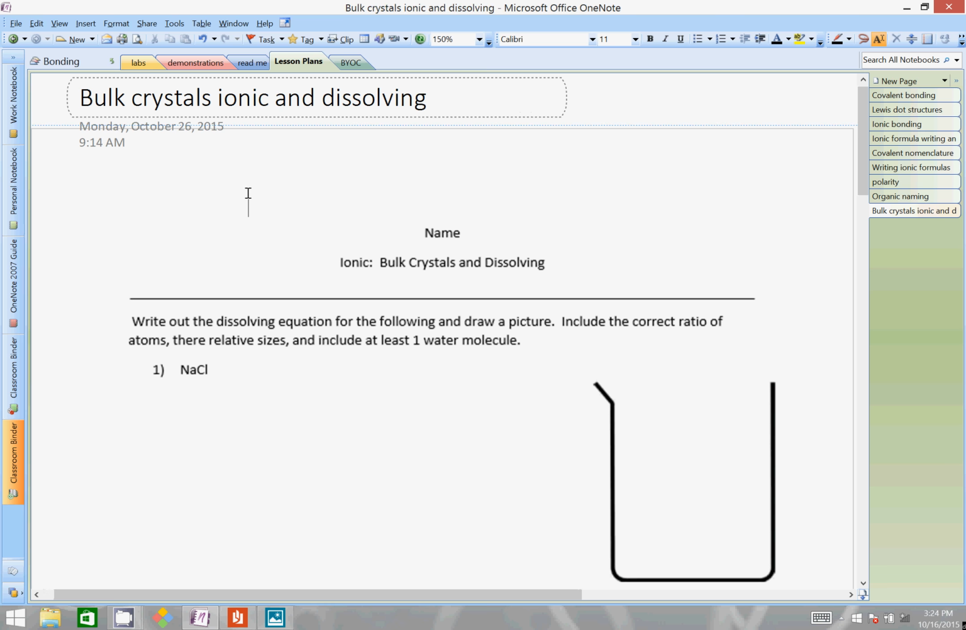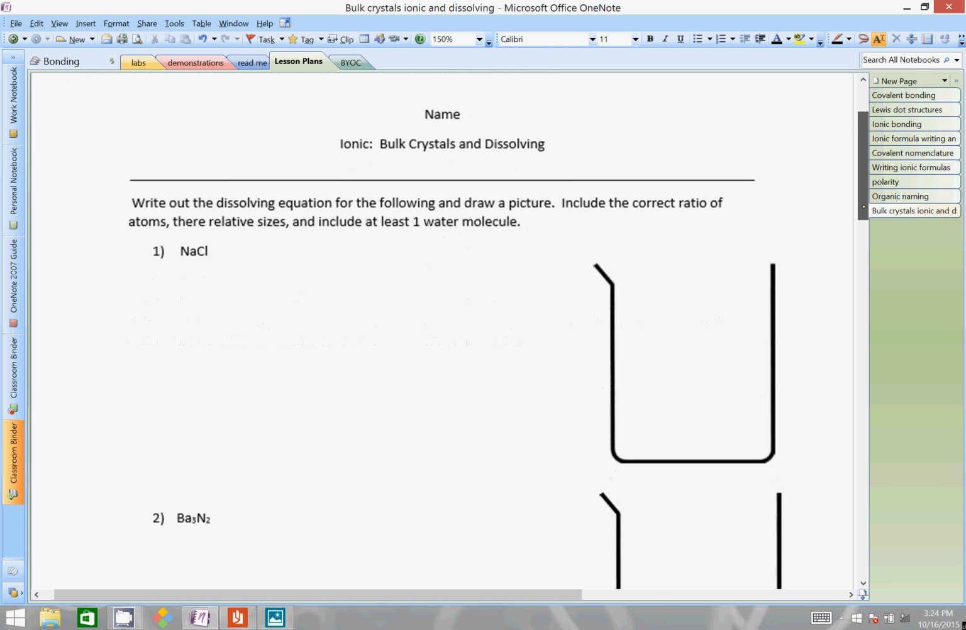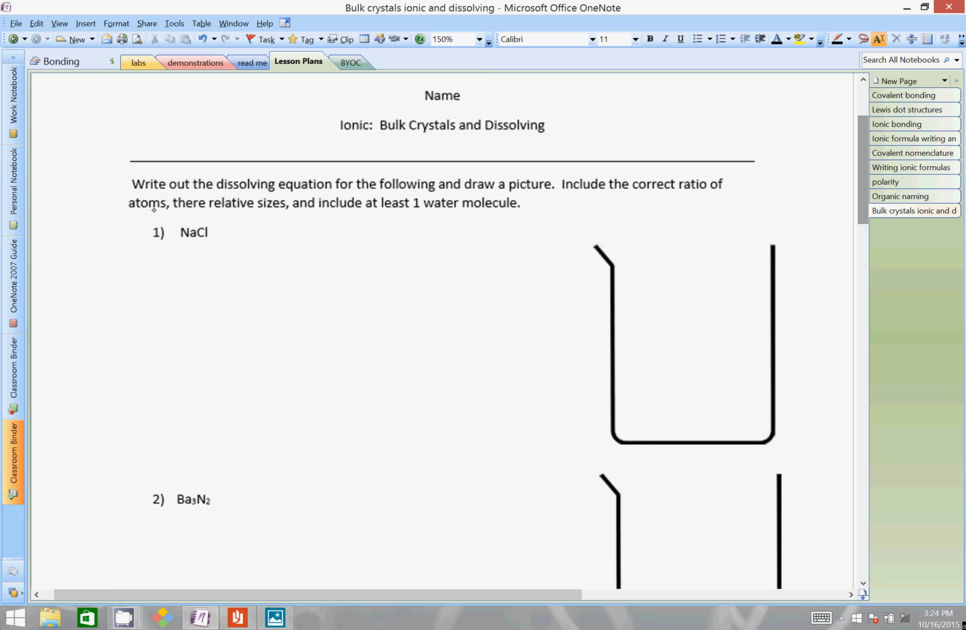Alright, so you should have this sheet already. It's a standard workbook page, or it's been given to you. Either way, we'll get you started on a couple of these, and then you should be able to finish up the rest of them on your own. Now, first off, we have NaCl. Write out the dissolving equation for the following and draw a picture. Include the ratio of atoms, the relative sizes, and include at least one water molecule.